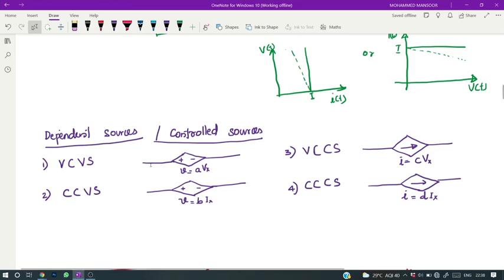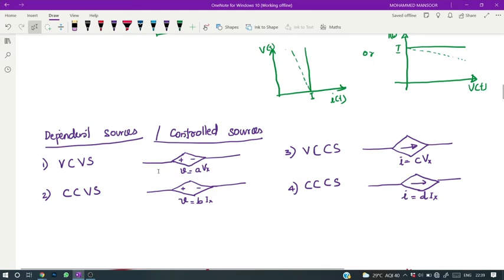It is denoted by this symbol, a diamond symbol with polarity plus and minus. If polarity plus and minus is there, it indicates a voltage source. If an arrow is there like this, then that indicates a controlled current source. Which variable is controlling is denoted here. Here it is a voltage source.